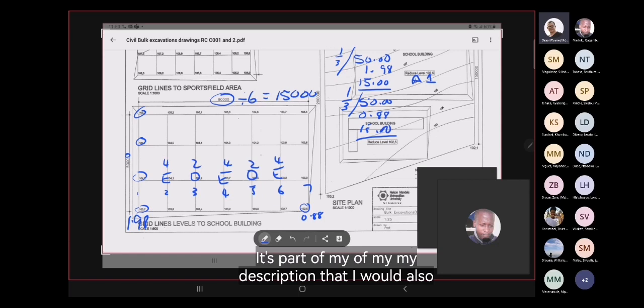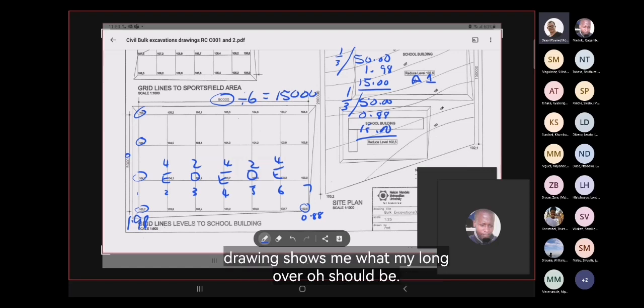Part of my description that I would also have included in there is that I would then add extra over for my limited overall, and then extra over for long overall, and the drawing shows me what my long overall should be.